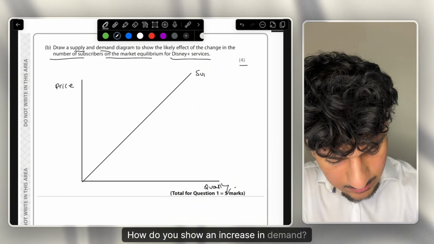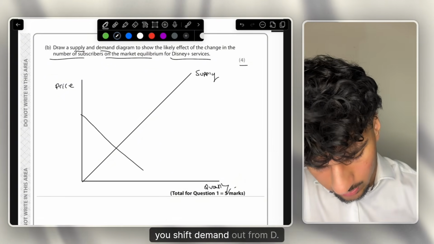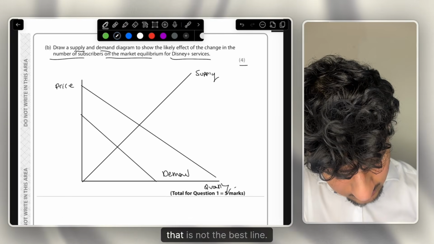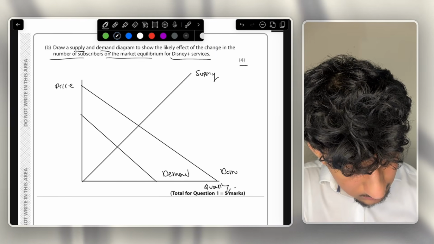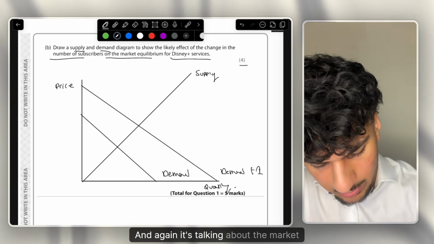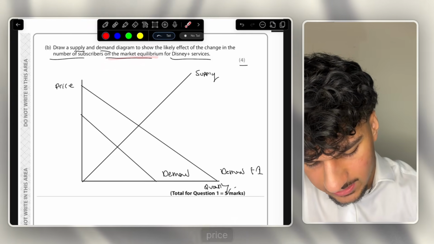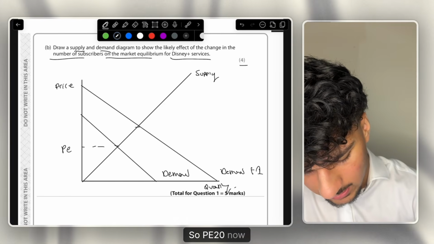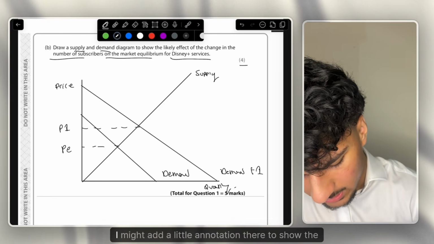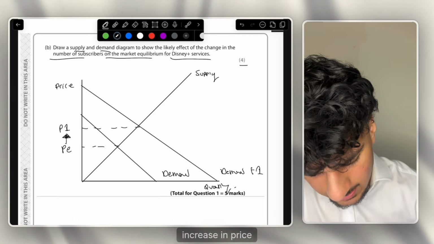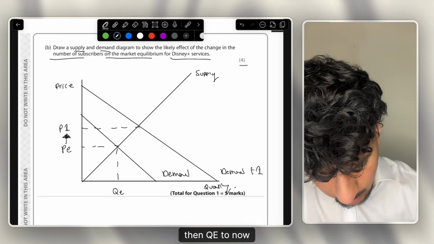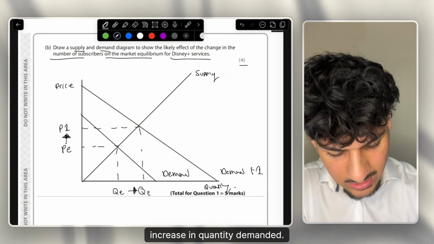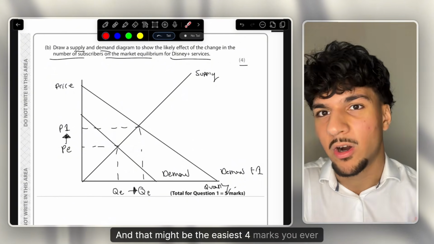How do you show an increase in demand? You shift demand out from D, so demand, to demand plus 1. Oh, and that is not the best line I've drawn. So demand plus 1, and again it's talking about the market equilibrium price, etc. So let's just label this up, and this is all we would need. So PE to now P1, I might add a little annotation there to show the increase in price, then QE to now Q1. So we have overall an increase in price and an increase in quantity demanded, and that might be the easiest 4 marks you ever get.